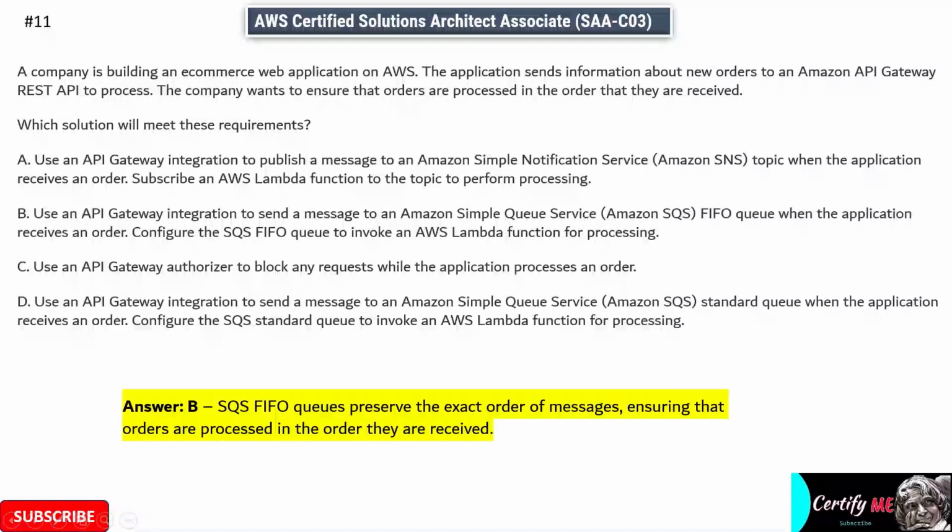The correct answer is option B. SQS first in first out order queues preserve the exact order of messages, ensuring that orders are processed in the order they are received. Next question.